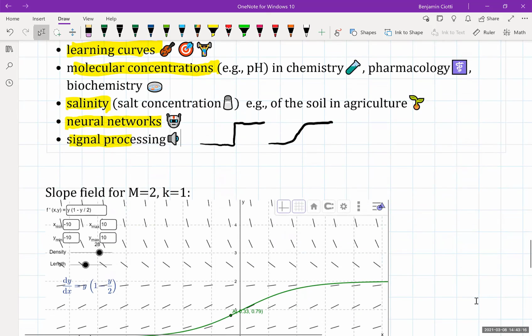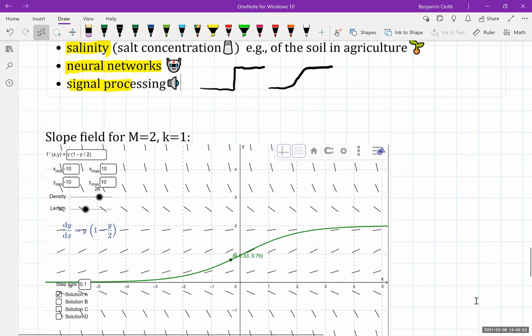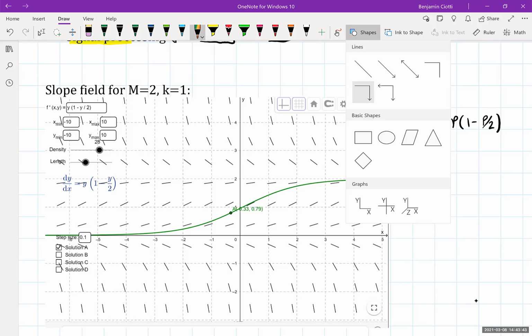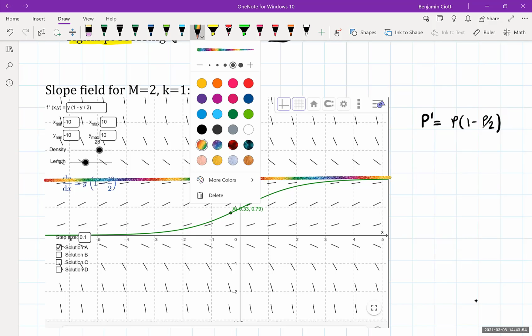Okay. I mentioned the slope field, and this sort of ties into what Michaela was asking. So here's a picture of the slope field for the differential equation P prime equals P(1 minus P over 2). So K is 1 and M is 2. A couple of features I want to point out on this graph are the horizontal asymptote at the maximum carrying capacity of 2, and another one at 0.